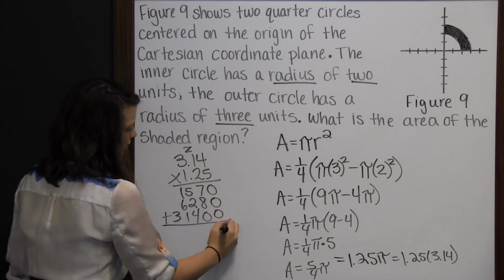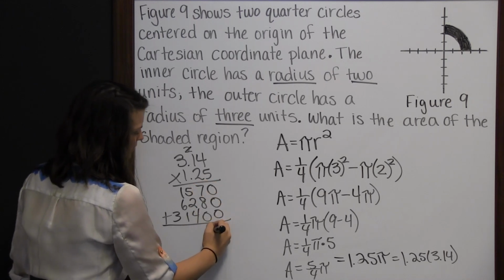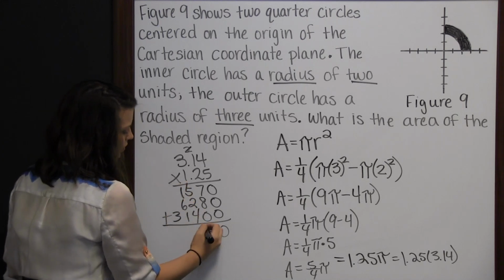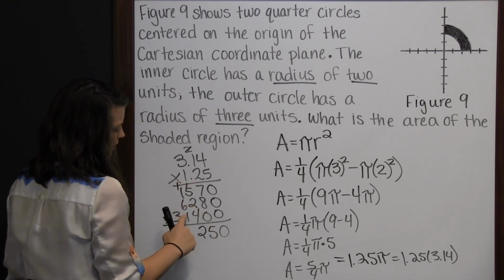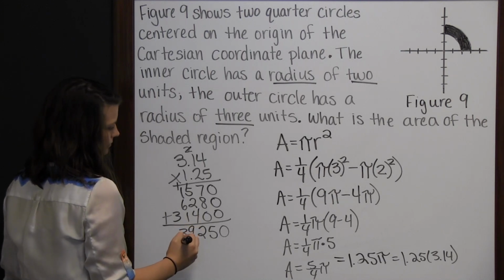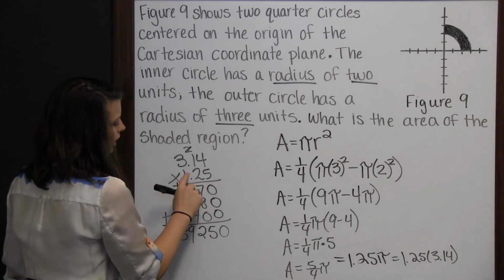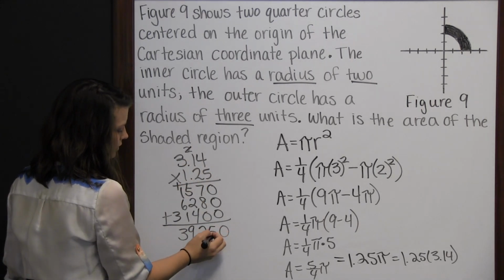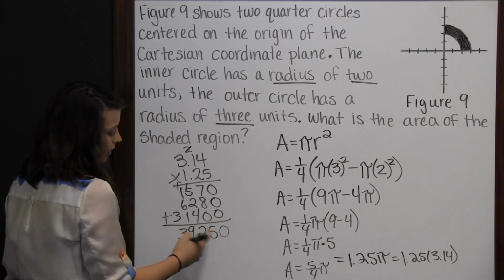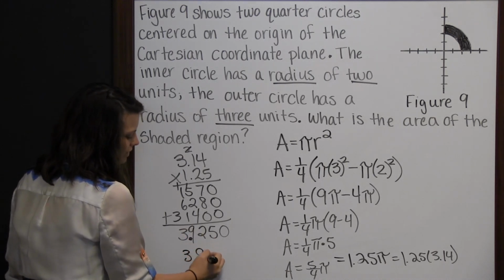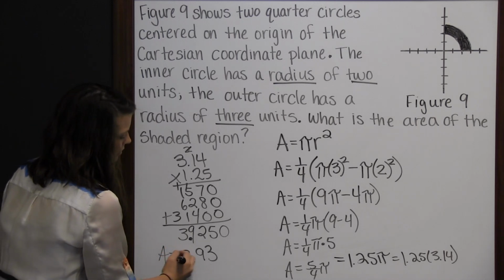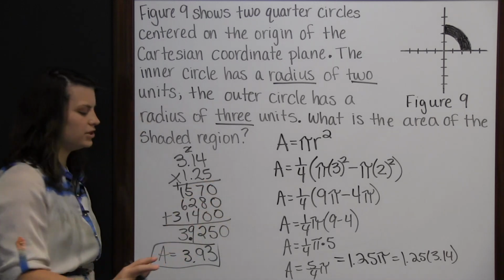Add that together. That's 0. 7 plus 8 is 15. Carry the 1. 5, 9, 10, 12. Carry the 1. 6, 7, 8, 9. 3. And then we have 4 numbers behind the decimal. 1, 2, 3, 4 numbers behind the decimal. So, and then we could round this to 3.93 would be the area of just the shaded region.